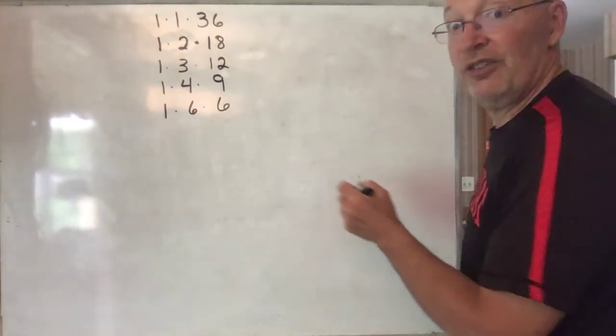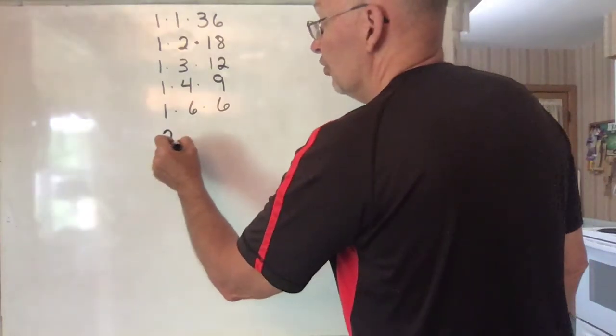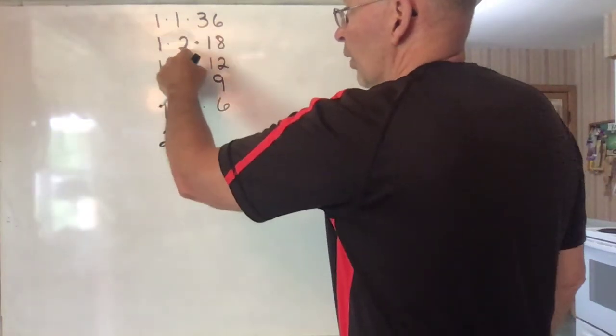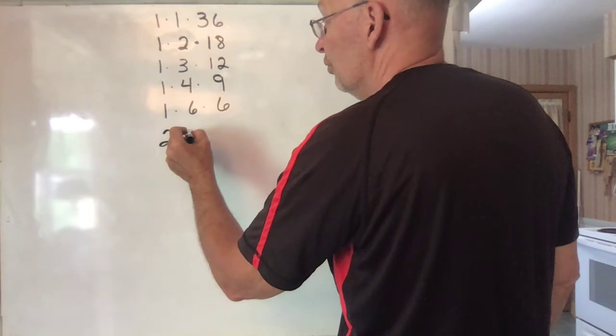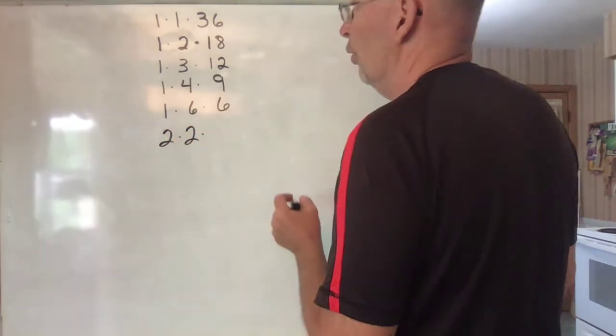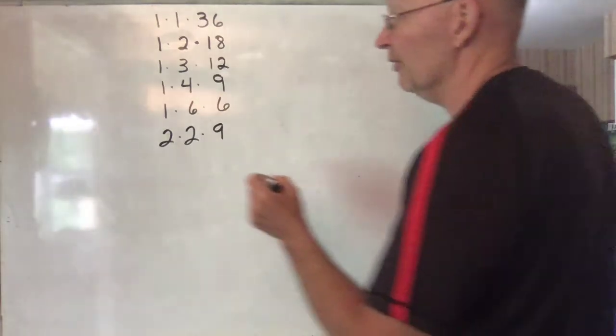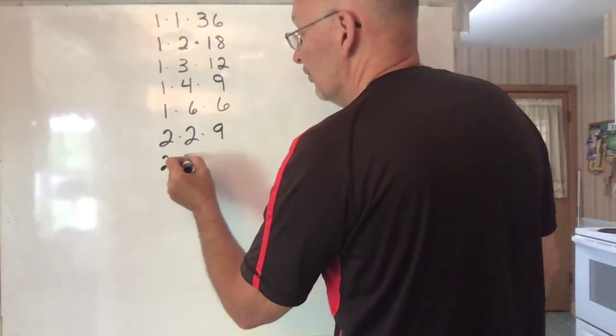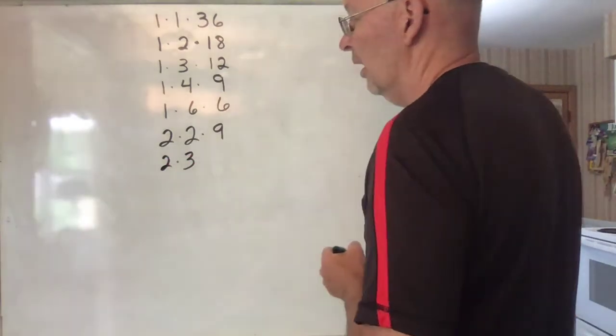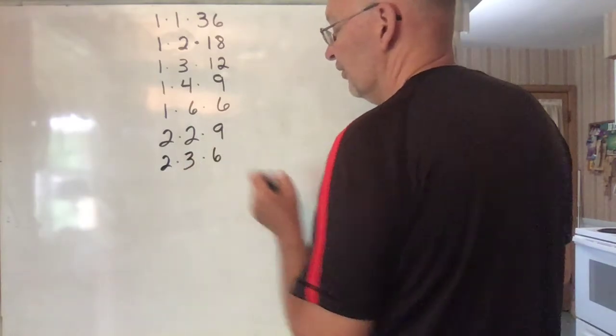Okay? So now let's start with 2. I don't need to go 2 times 1 because that's already here. So I'm going to go 2 times 2, that's 4, 4 times 9 is 36. Notice you have to know your multiplication tables. 2 times 3, that's 6, times 6 is 36.